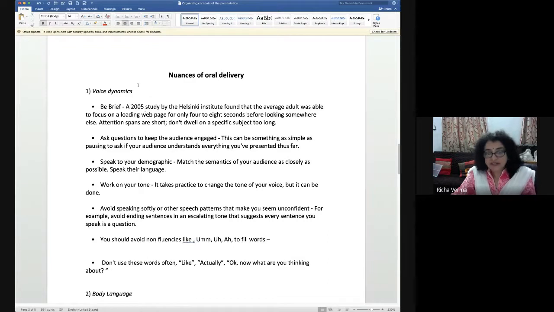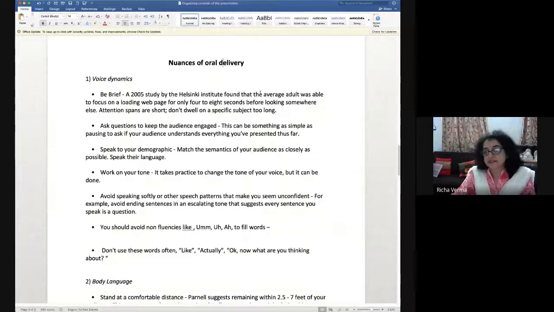So what are these voice dynamics? That is how you have to present orally in a proper manner. So what are the oral skills which you have to take care of when you are presenting? We will just go through this. First is be brief. तो जितना आप कम बोलेंगे उतना अच्छा लगता है.